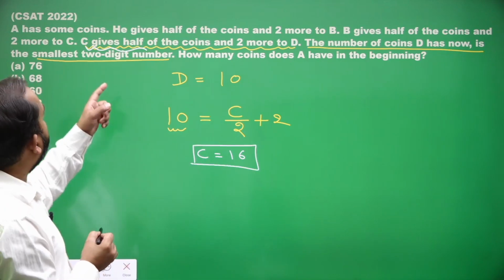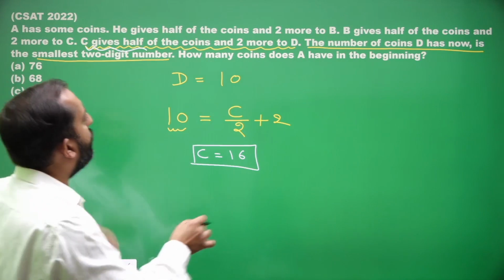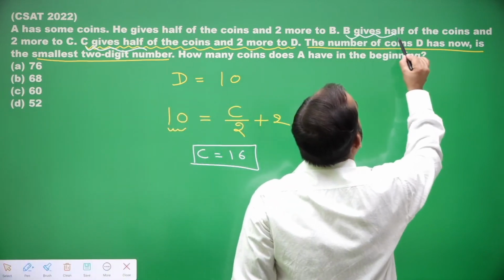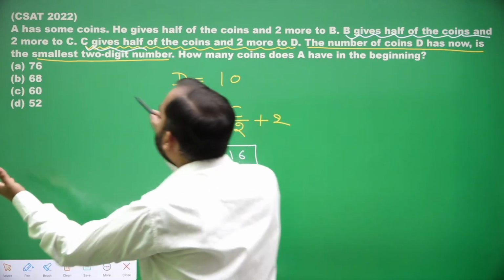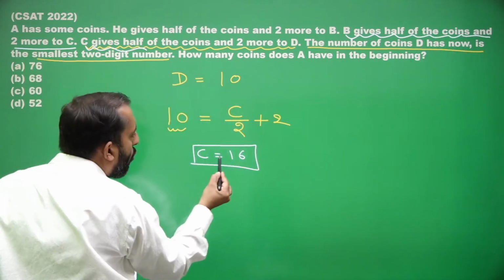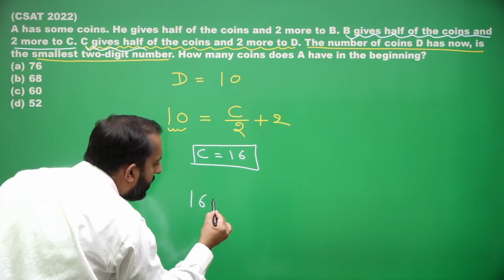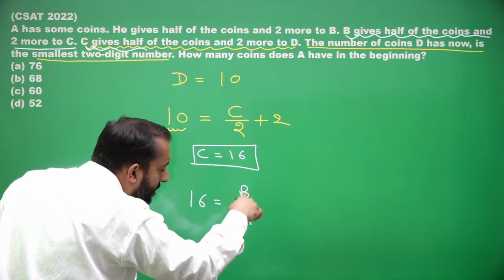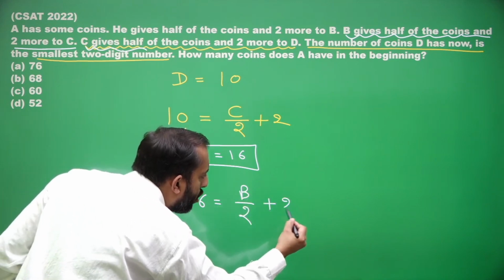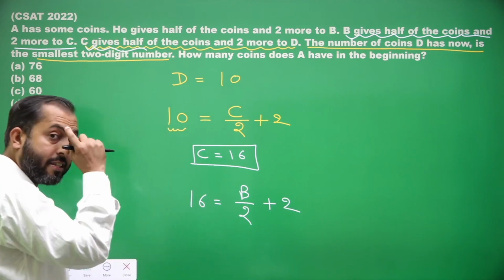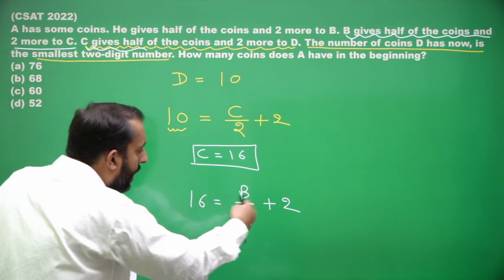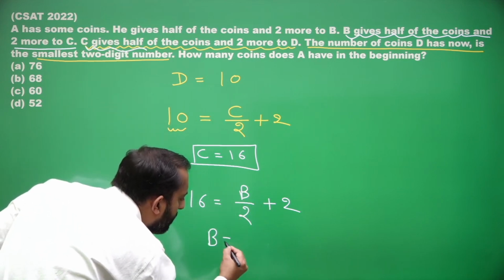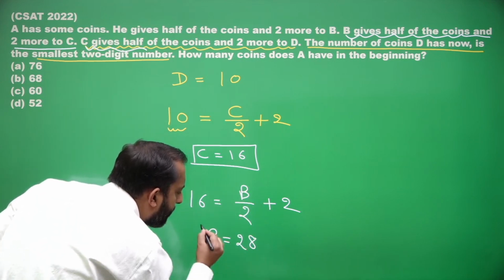Okay, now let's read the line which is present before it. B gives half of his coins and two more to C. The number of coins with C, which is 16, is there because B has given half of his coins, that is B by 2, and two more to C. That is why C was having 16 finally. If I solve this, B comes out to be equal to 28.